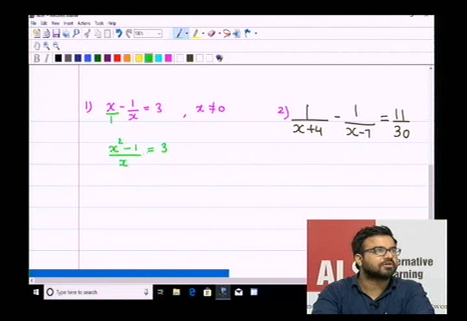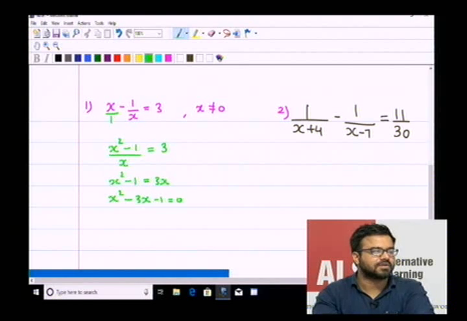Now do the cross multiplication. So x square minus 1 is equal to 3x, and take this 3x on the left hand side. So x square minus 3x minus 1 equal to 0. This is your standard quadratic equation, x square minus 3x minus 1.